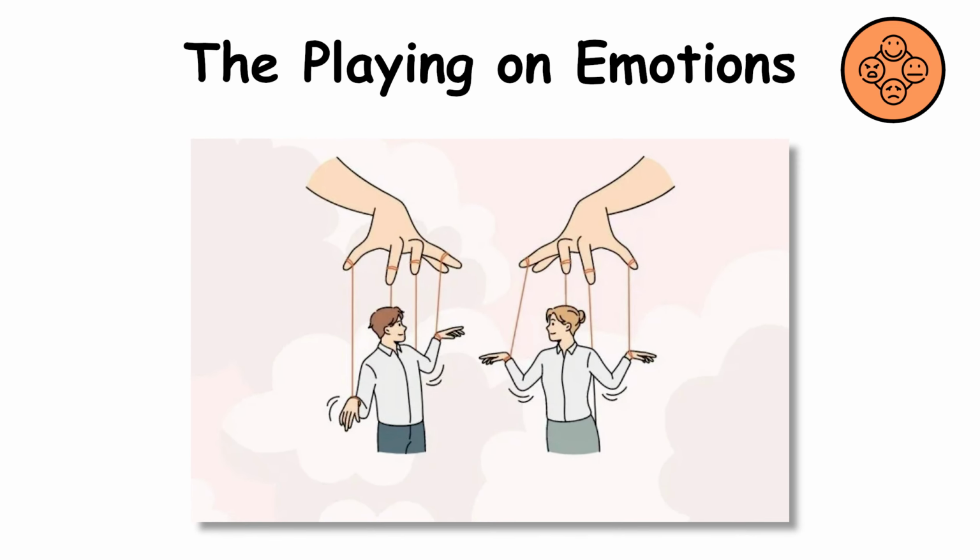For example, the manipulator might say, "Experts say this is the only right way," or "Most successful people do this." This makes the victim feel they must comply to avoid being unprofessional or incompetent.